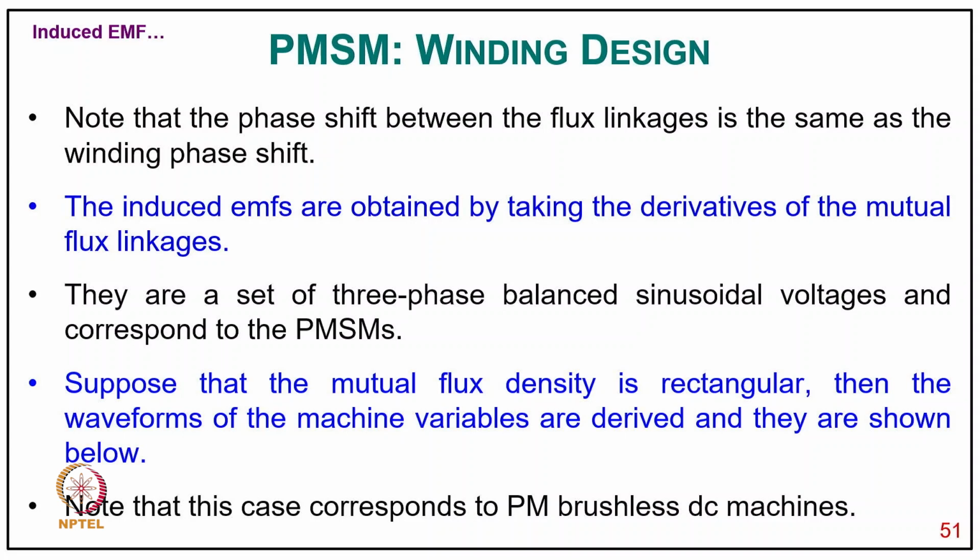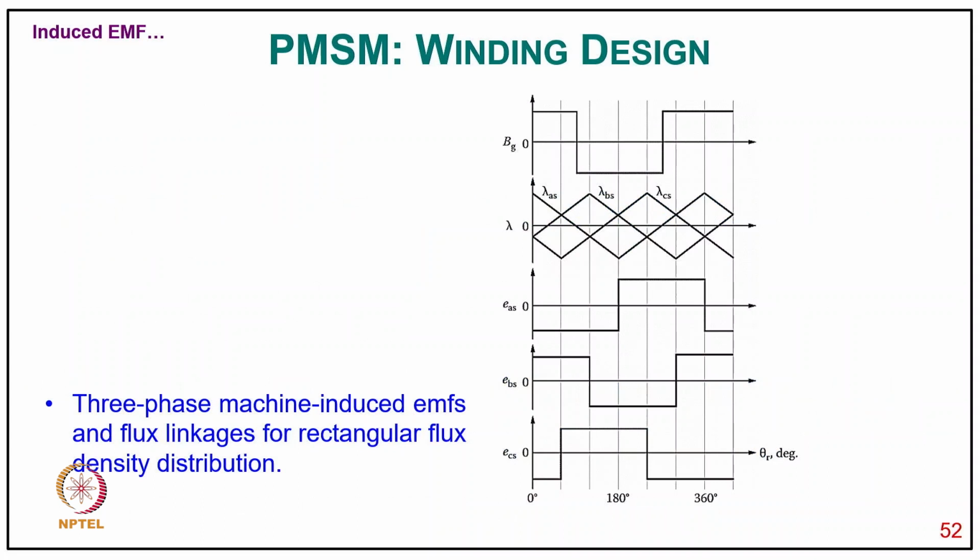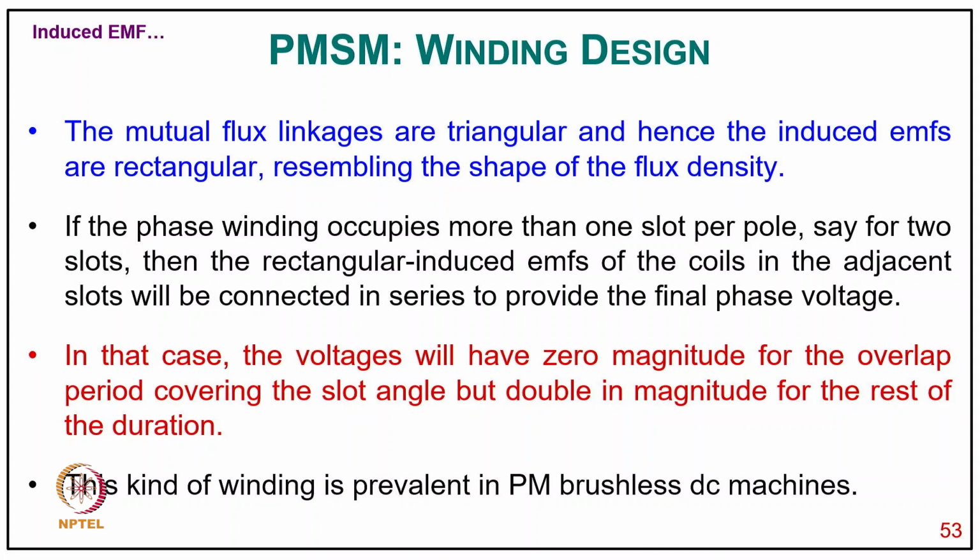Suppose that the mutual flux density is rectangular, then the waveforms of the machine variables are derived as shown here. Note that this case corresponds to the PM brushless DC machine. Here you can see the flux density and the flux linkage, and the induced EMF, which is typically a square wave. So this is the three-phase machine induced EMF and flux linkage for rectangular flux distribution.